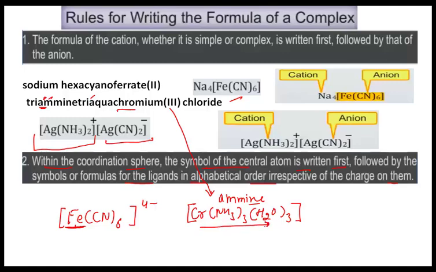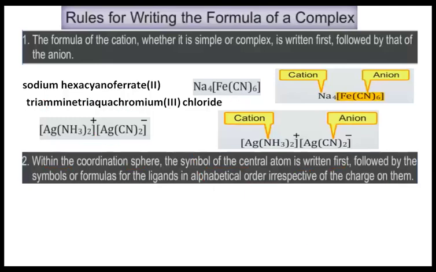So this will be the order as per the second rule: chromium, the central metal atom. Then if there is more than one different ligand, we will follow alphabetical order of their names, not the symbols. For example, this is ammine, this is aqua. We won't follow whether N or H comes first in NH3, right? Irrespective of their charge. I hope this is clear to you.